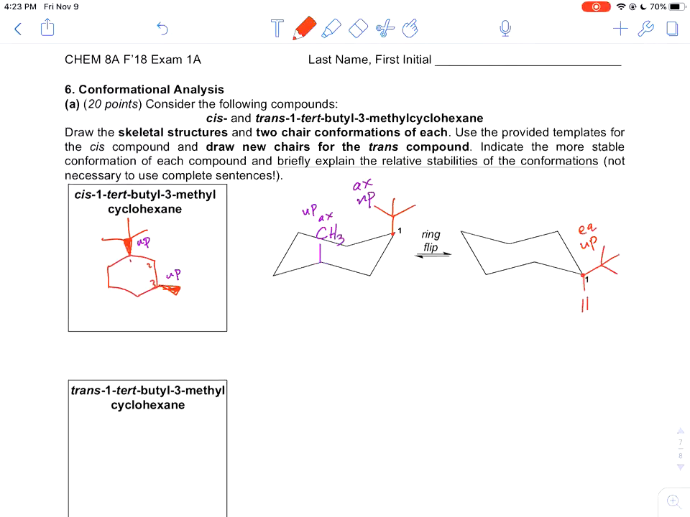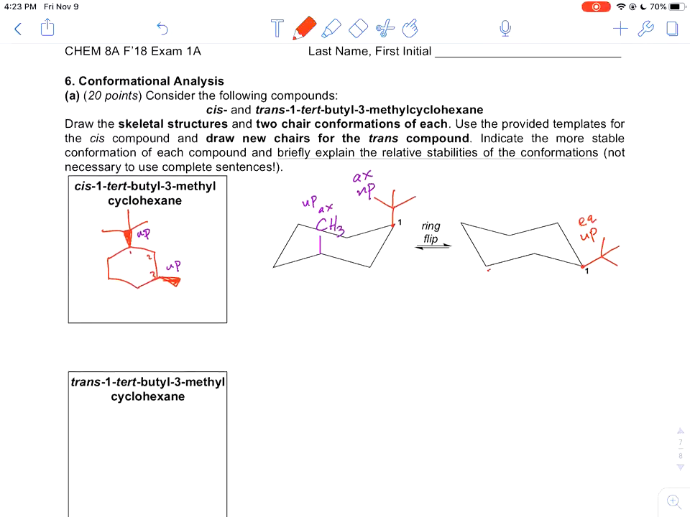The hydrogen, if you choose to draw it, is pointing down, but that's not necessary, so I'll take that out for simplicity. And then over here is carbon 3. And carbon 3, once again, is that methyl group. We can do a better job than that. And the methyl group this time is also up and equatorial. So we're going to compare the relative stabilities of each. This one has 2 equatorial substituents.